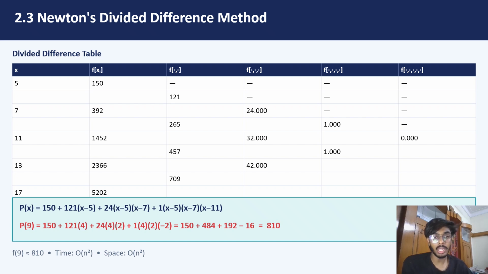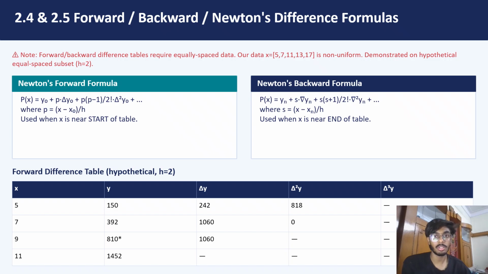Now we will create the difference table by subtracting the previous value from the next value, divided by the next x value minus the previous x value. So 392 minus 150 divided by 7 minus 5 will result in 121. With respect to this formula, we will calculate the whole divided difference table. And now we will apply it to find p of 9, for which we will use forward difference. So we will calculate only these longitudinal values to calculate that.